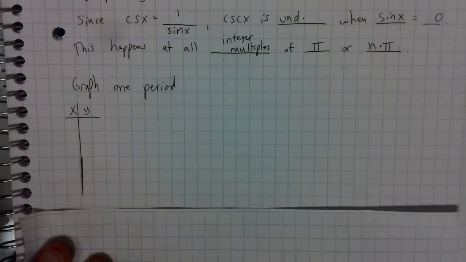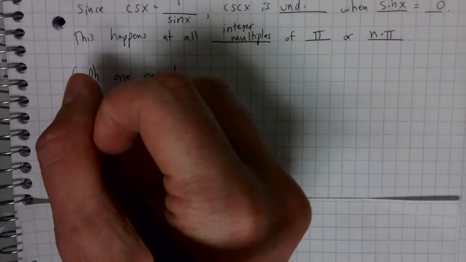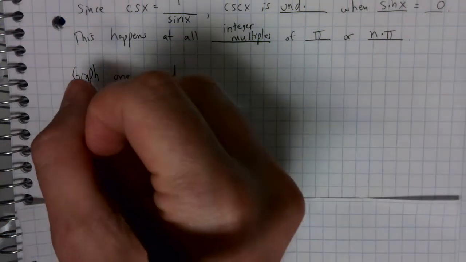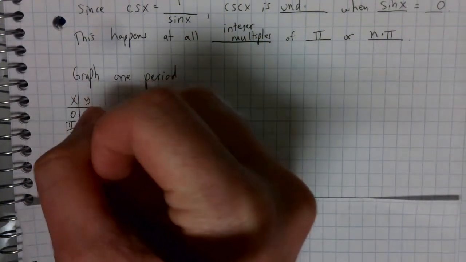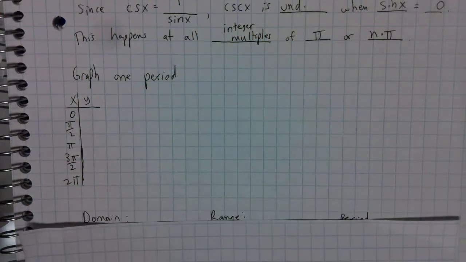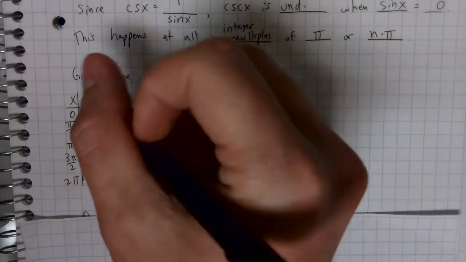All right, so we'll graph one period similar to where we started with the cotangent. We started at 0. We're going to do that again, and then we'll go by pi halves. And this should cover one full period. So let's see what we get.